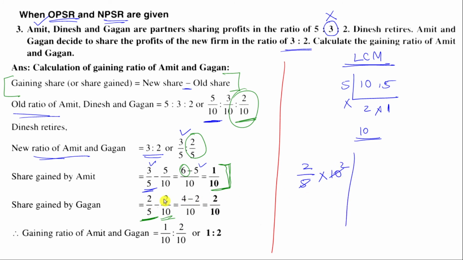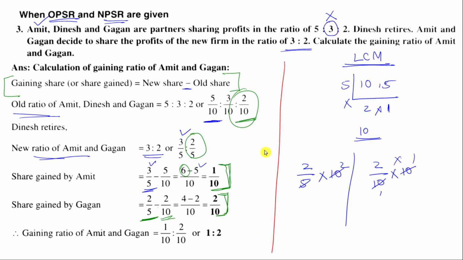Next, for the second one, 2 by 10 into, again, the LCM, 10. The 10 and 10 get cancelled, 10 ones are 10. So the remaining is 2. 2 into 1 is 2, that's it. So 4 minus 2 divided by 10 is equal to 2 divided by 10. That's it. So this is the answer.